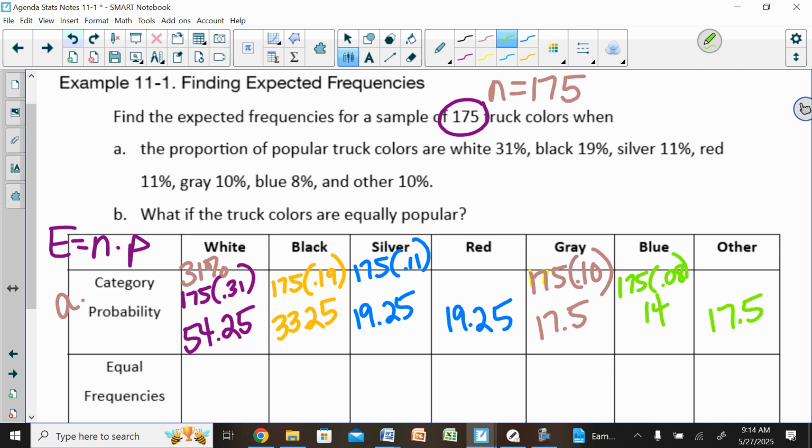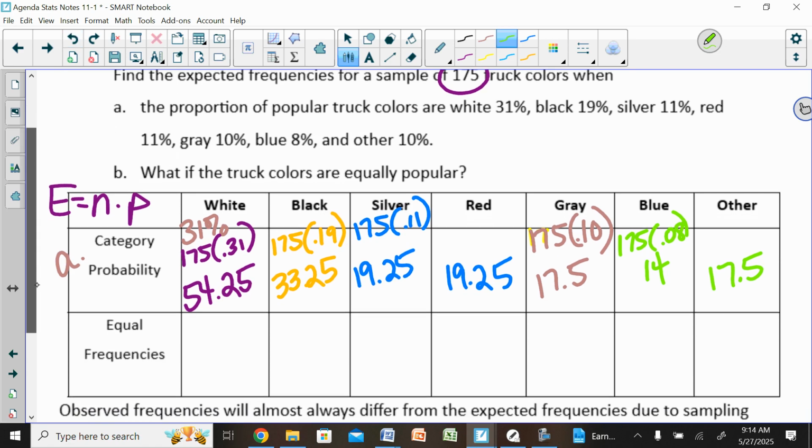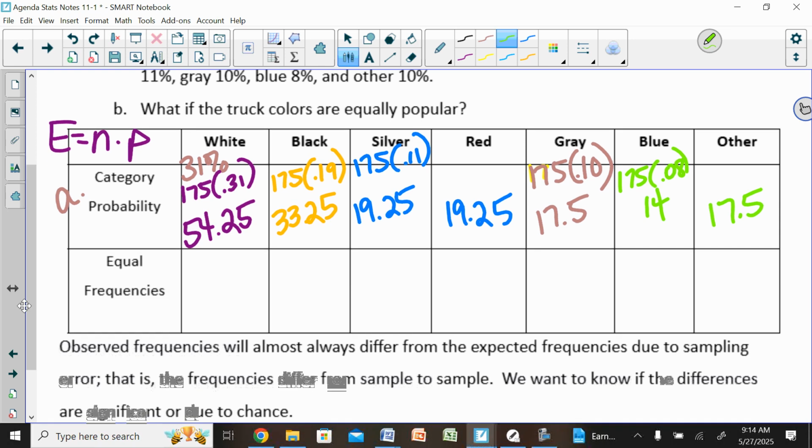So I know that we can't have 17.5 trucks, but this is just like back when we talked about frequency distributions and we found means of, say, dice rolling or whatever, and it was 3.5. So it's an expected value. It's not always a whole number because remember, this is based on a sample. If we're looking at a population, we would have much larger numbers, but this is what we expect.